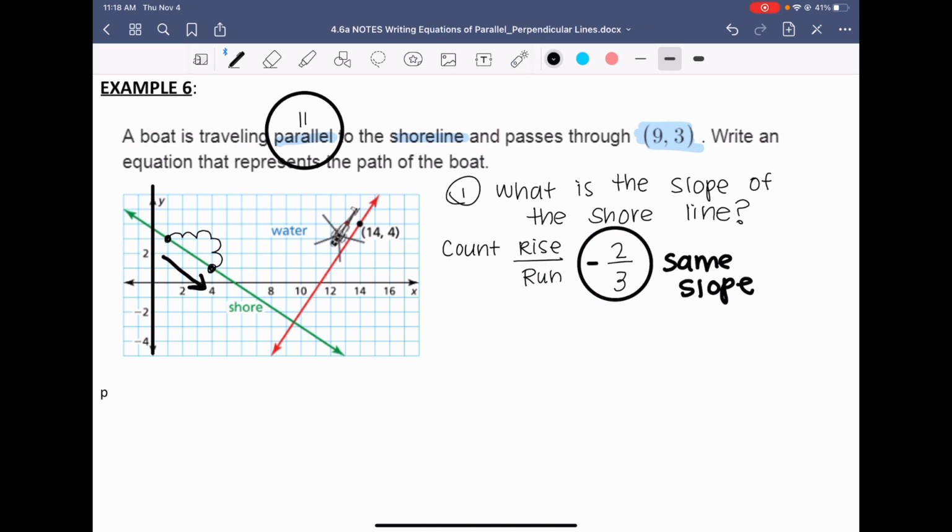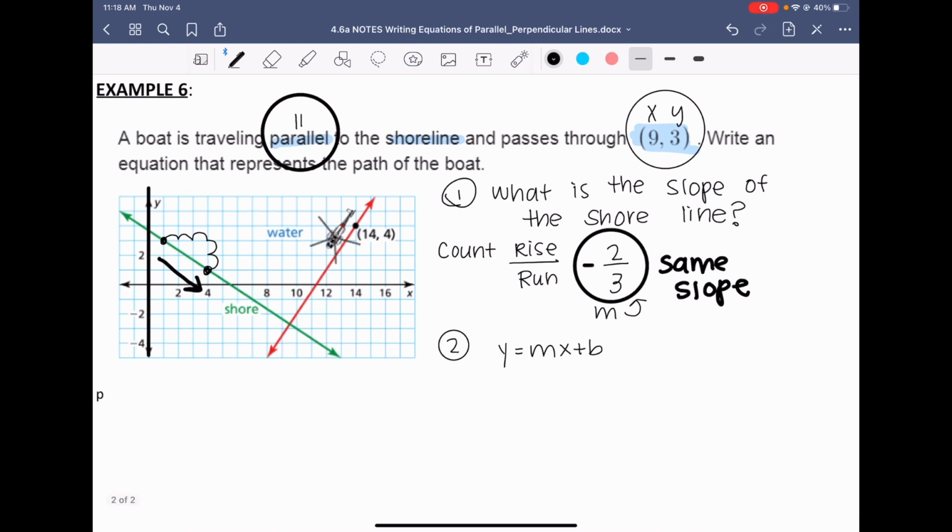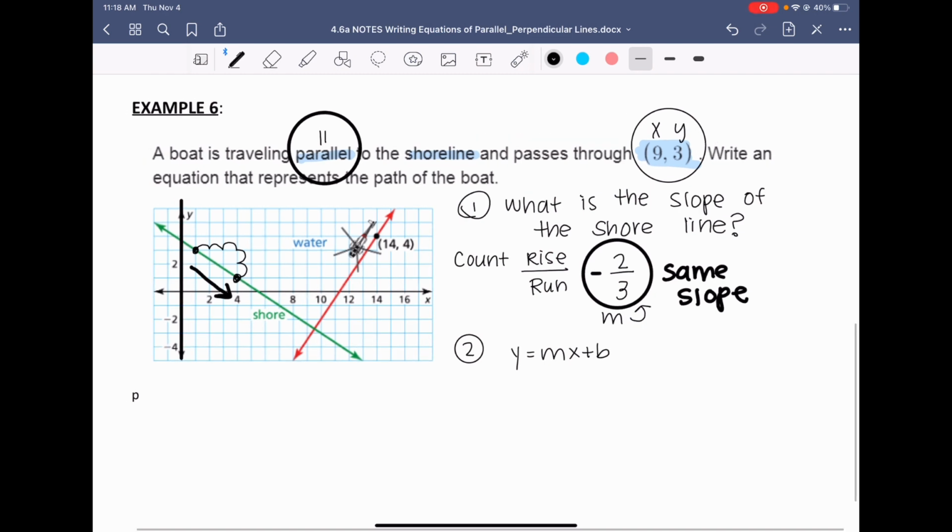Then I go back to what always is my step 2. Use y equals mx plus b. Plug in my x and y value, which is 9,3, and my slope, which is -2/3, and figure out what b is. I'm going to let you try the rest of this on your own, and the copy of the answer will be on Google Classroom.